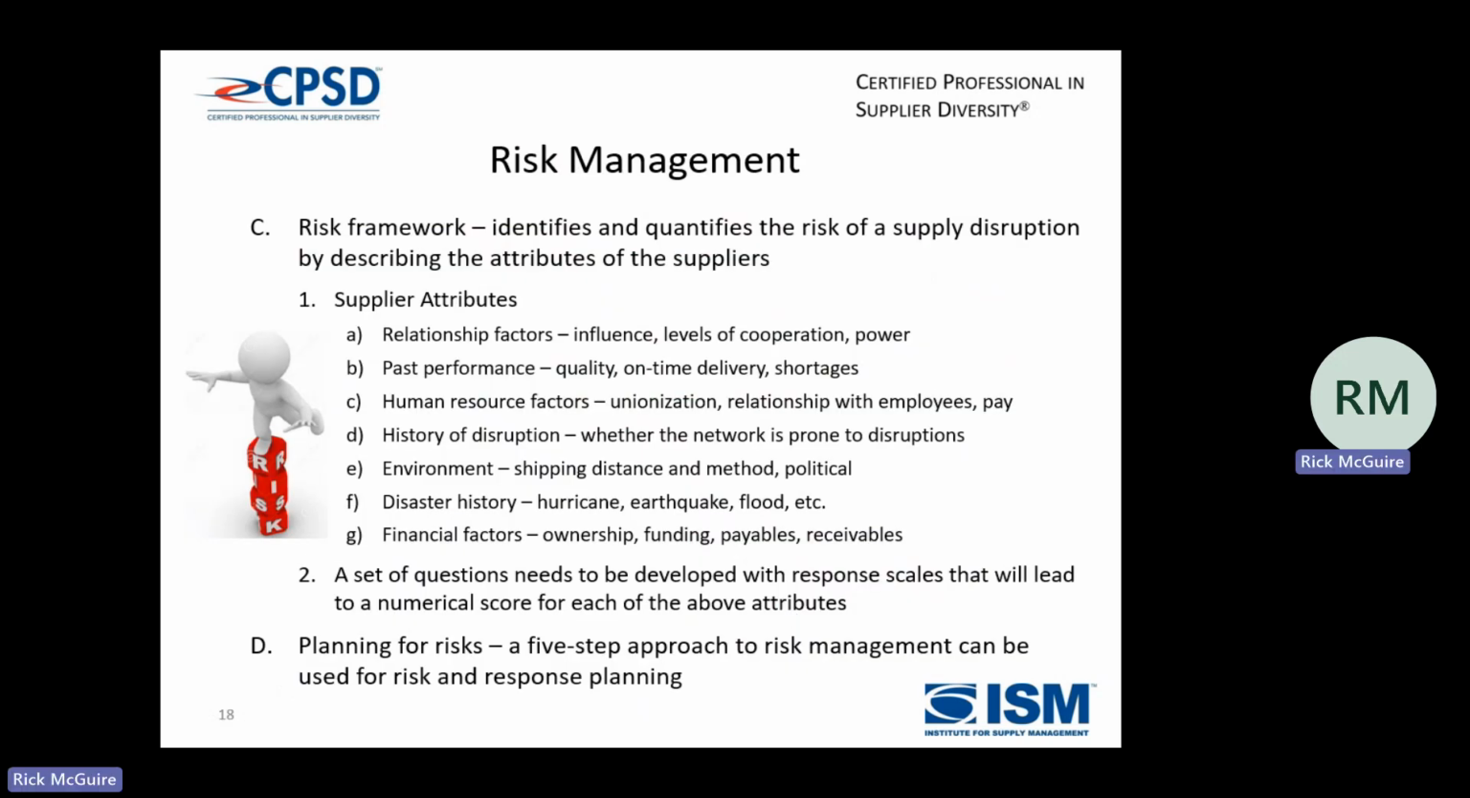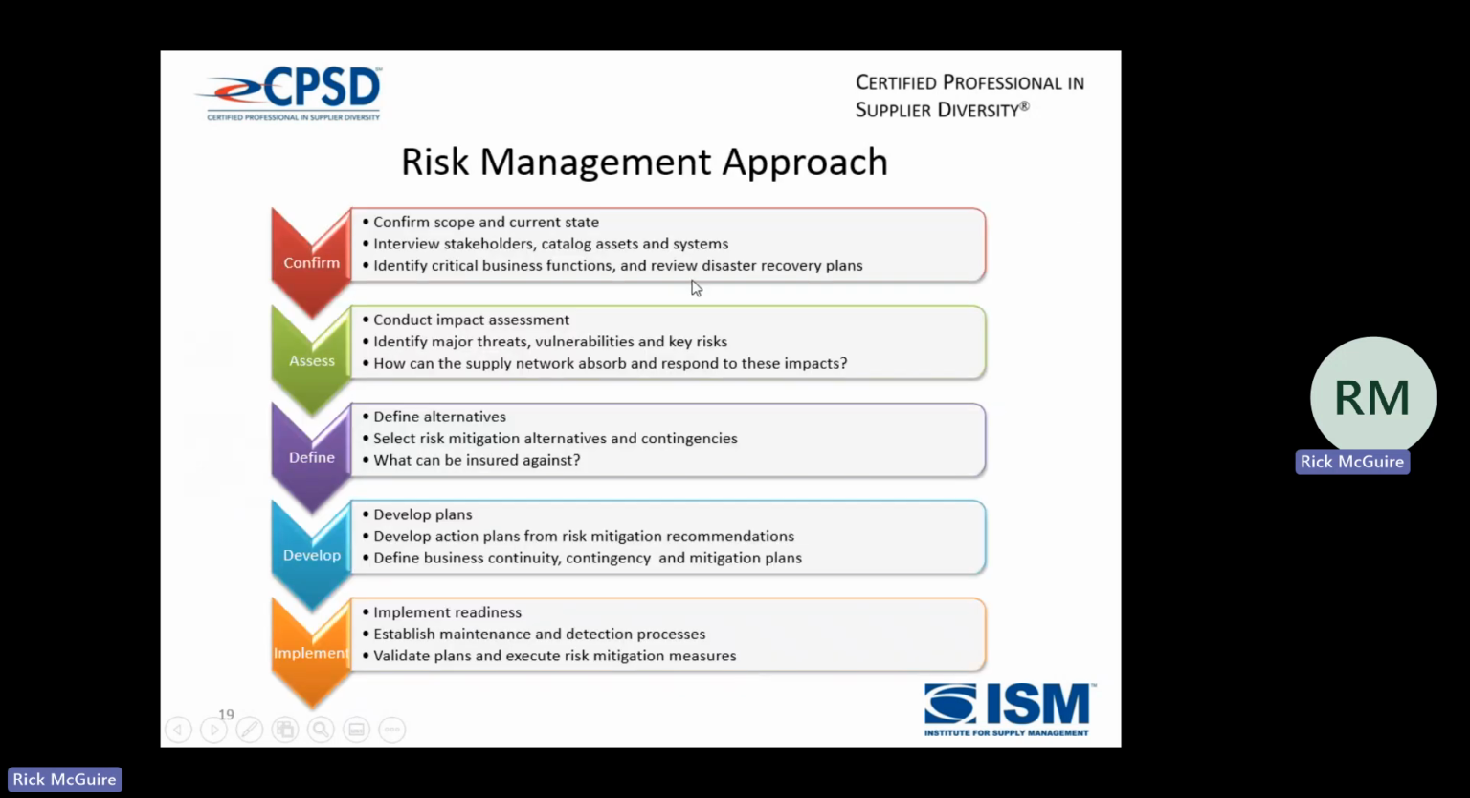The risk framework identifies and quantifies the risk of supply disruption by describing the attributes of the suppliers. So: relationship factors, past performance, human resource factors, history of disruption, environment, disaster history, financial factors. A set of questions needs to be developed with response scales that will lead to a numerical score for each of the above attributes. And then, planning for risk, a 5-step approach to risk management can be used for risk and response planning.